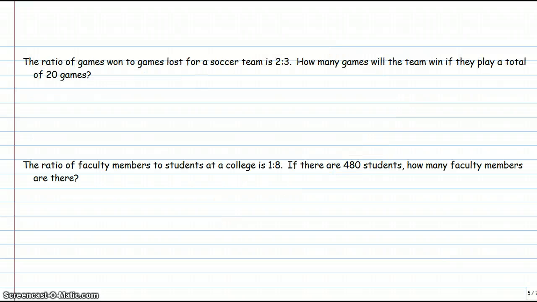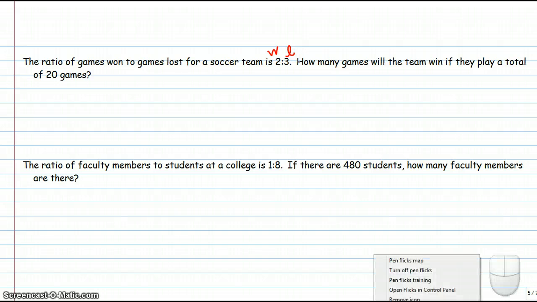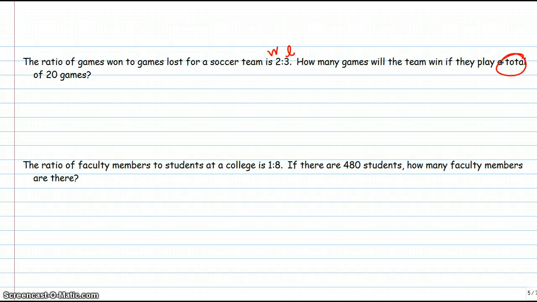Okay. The ratio of games won to games lost for a soccer team is 2 to 3. So these are your wins. These are your losses. How many games will the team win if they play a total of 20 games? So, according to this ratio, they have had 5 total games so far.